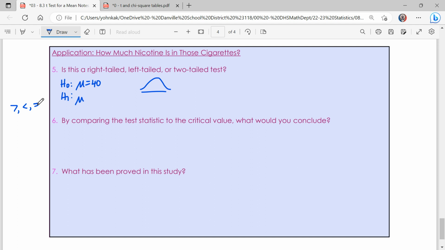a less than, or a not equal to. But our problem says at most. Now, at most means less than or equal to. But unfortunately, I can't put less than or equal to into the alternative hypothesis because I'm not allowed to have an equality sign. So therefore, we're going to take everything that's not less than or equal to, or everything that is greater. So we're going to put greater than 40, and that's our claim. Now, since it's greater than 40, we're going to be shading on the right. That means this is a right-tailed test.